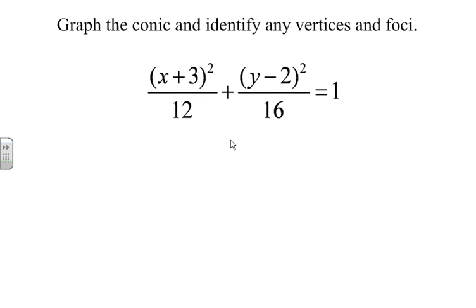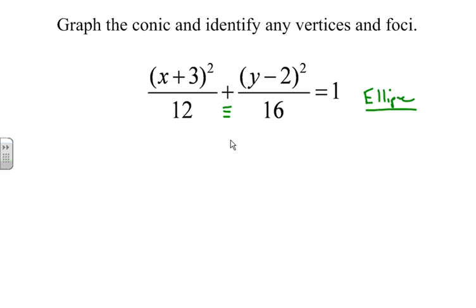Well, let's try another example of graphing a conic and finding its vertices and foci. What we have right here appears to be either an ellipse or a hyperbola. As I discussed in the past tutorial, you identify if it's an ellipse or hyperbola by identifying the terms and if it's a plus or minus. And we notice that right here it is a plus, so this is going to be an ellipse.